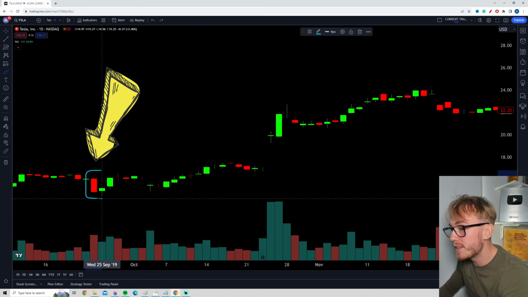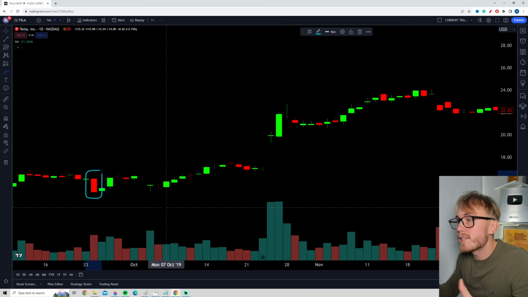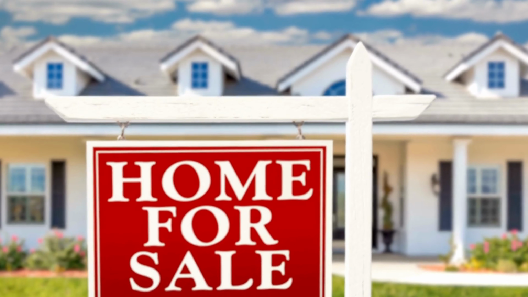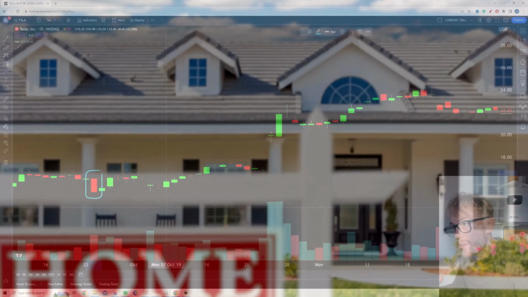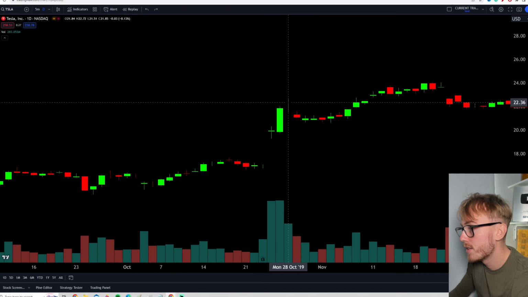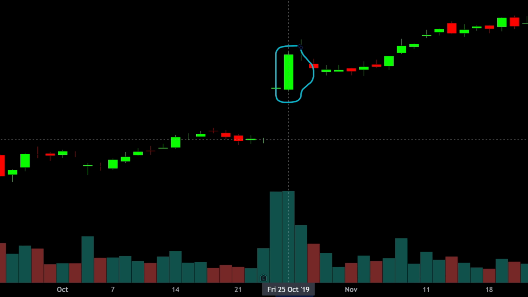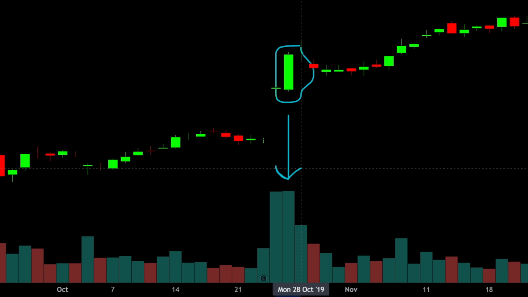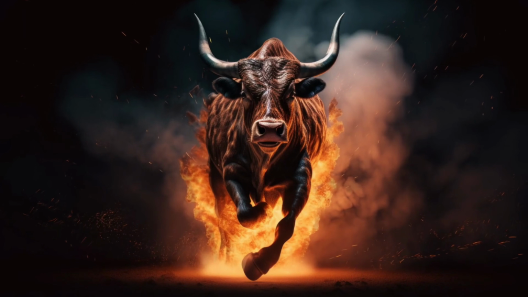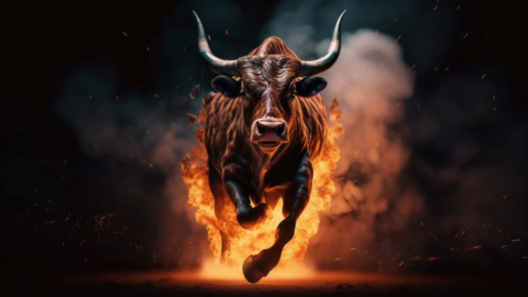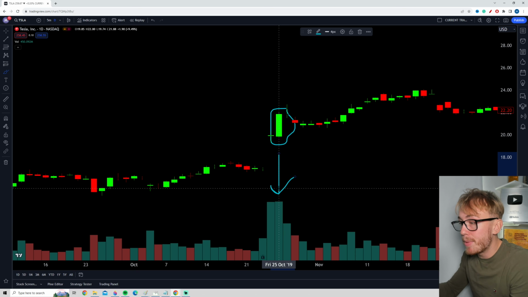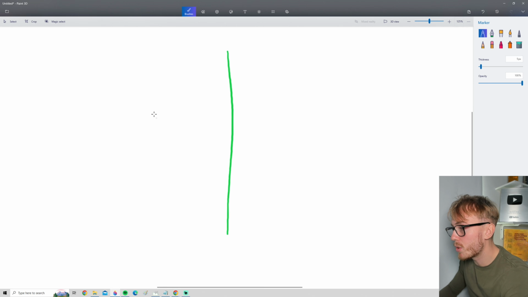However, when we have a red day, you can think about the volume as how many sellers are supporting the move, or another way to think about it is selling interest. So for example, when we have a green candle supported by lots of volume, this is very bullish, because not only is the price going up, but the price is going up while at the same time being supported by lots of buyers.